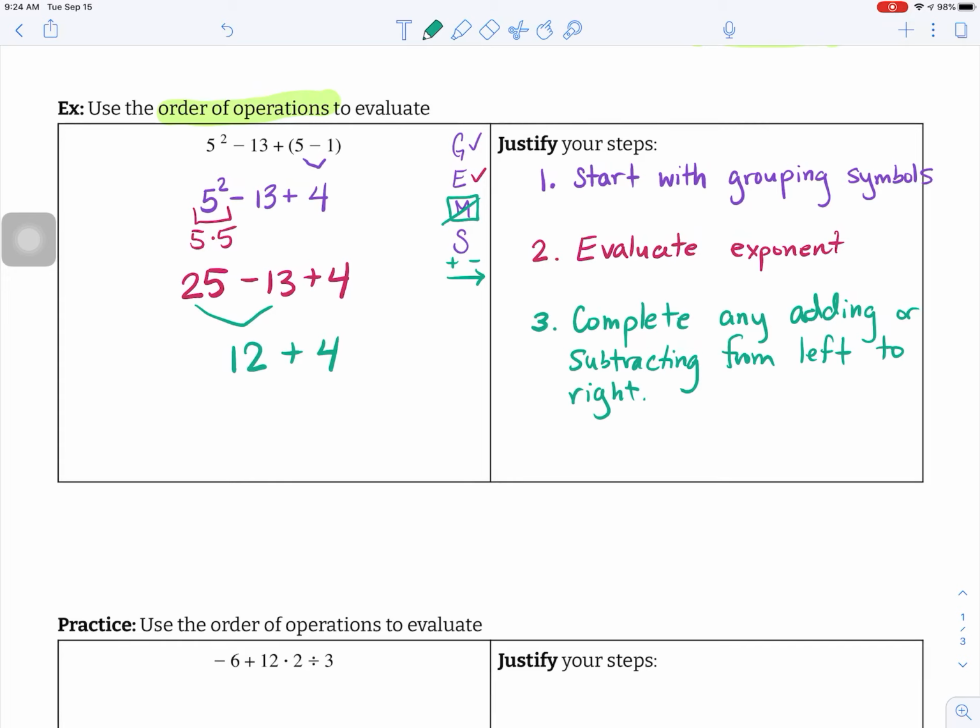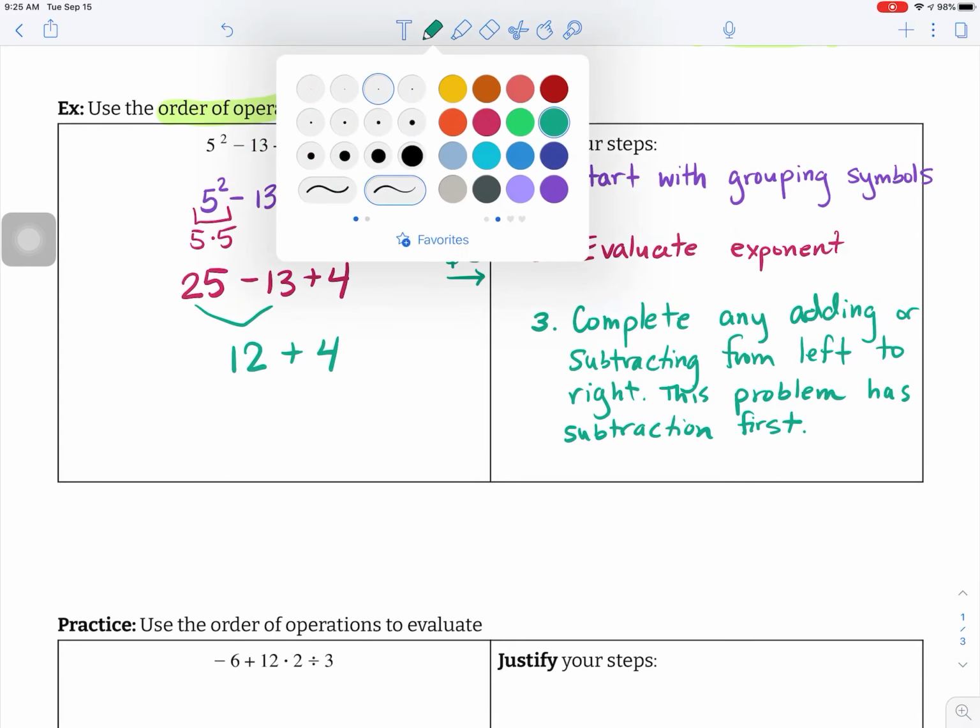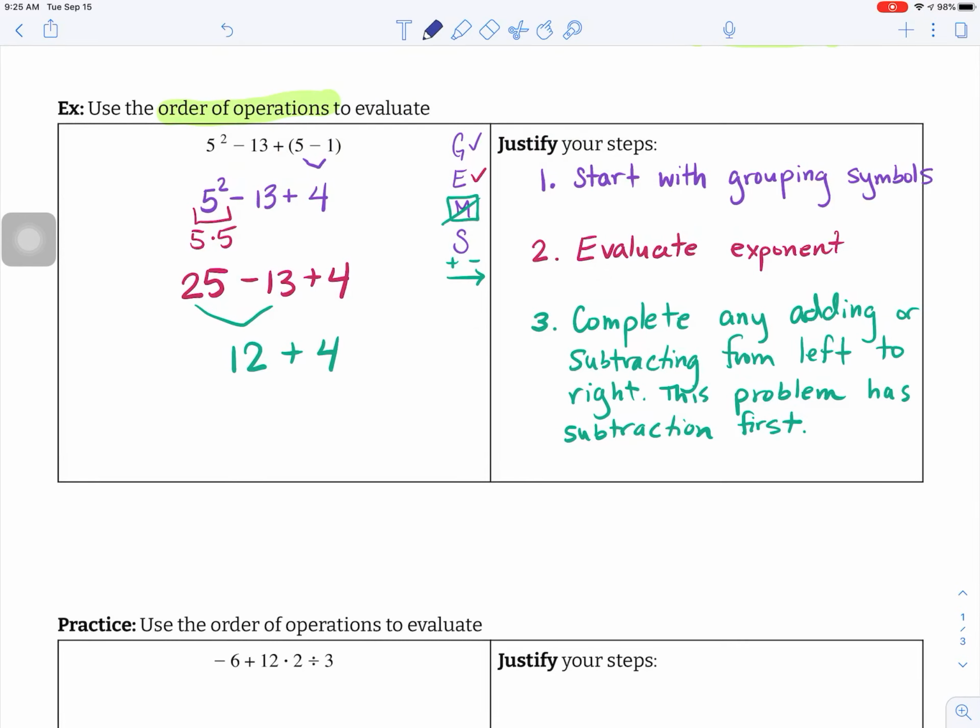And here, since there are two things here, the minus and the plus, maybe I would even add this problem has subtraction first. Right, so I'm explaining why I did that 25 minus 13 instead of the 13 plus 4. Okay, last but certainly not least, 12 plus 4 would be 16. And maybe I would even say something simple like finish problem by adding.